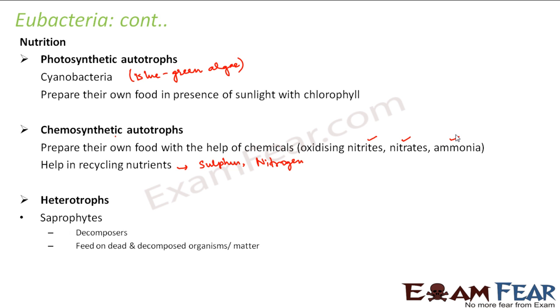And the last one, the heterotrophs. Now again, when I say heterotrophs, there can be many different ways in which a bacteria can depend on other organisms for their food. Now they can be saprophytes. The word sapro means rotten, and phytes means plant. So sapro means rotten. So something which feeds on rotten things, that is a saprophyte. So most of these bacteria also feed on dead and decomposed plants and animals. So that is why they act as decomposers.